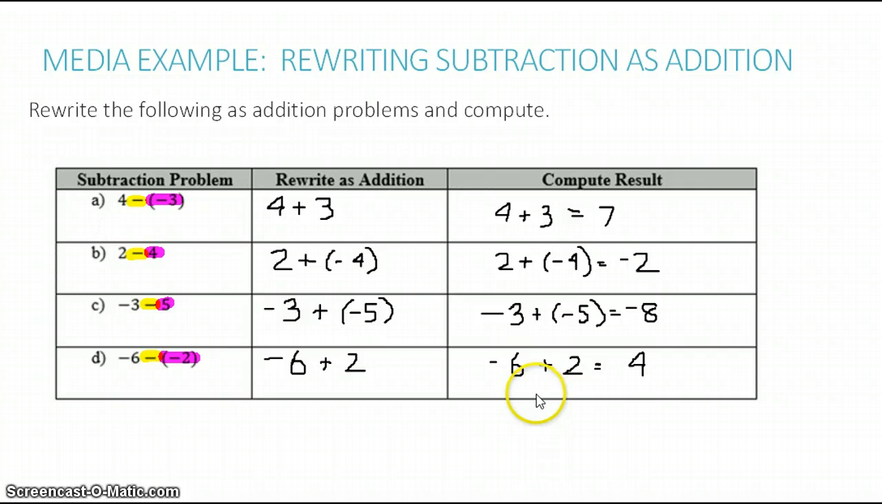And we keep the sign of the number with the bigger absolute value. So -6's absolute value is +6, which is bigger, which means our sign is negative. And again, you could think we have 6 negative chips, 2 positive chips. 2 pairs of chips will cancel, leaving 4 negative chips.